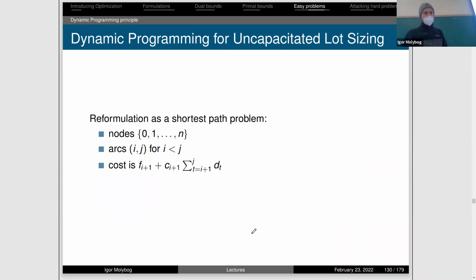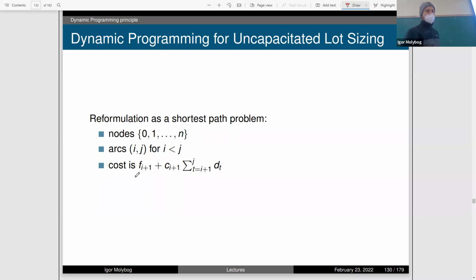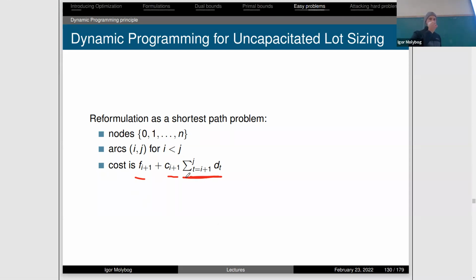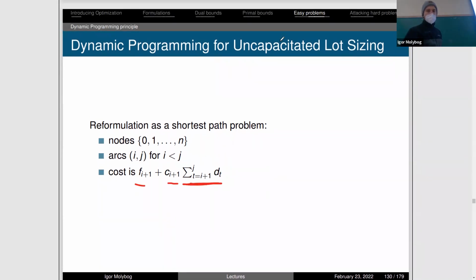There is also a reformulation of the dynamic programming for uncapacitated lot sizing, where you have nodes from zero to n and arcs that go from a smaller node to the larger node with the cost of f of i plus one plus c of i plus one plus h times the total demand from i plus one to j of d t, the total demand.